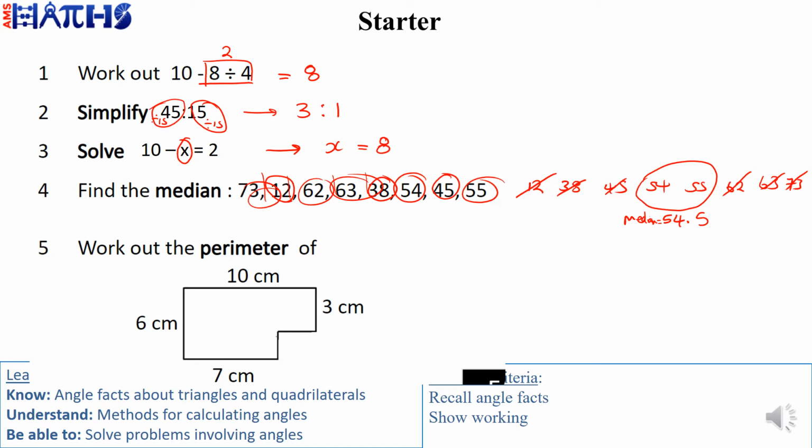Median is 54.5. Final question says we need to work out the perimeter of this compound shape. We don't know this length, we don't know this length, so we need to work them out because perimeter is to add all the sides. So the entire length at the top is 10. At the bottom, we've started at the same point, but we stopped at 7. So to get out to this point here, we'd need 3 more. So this length is 3 centimeters.